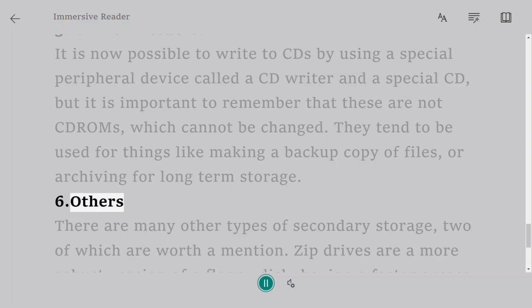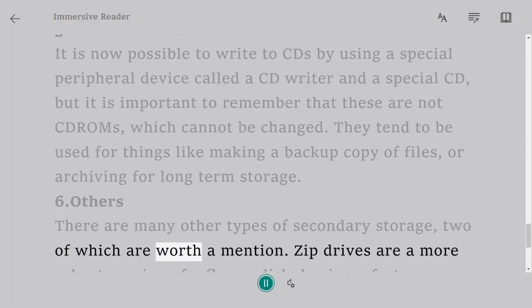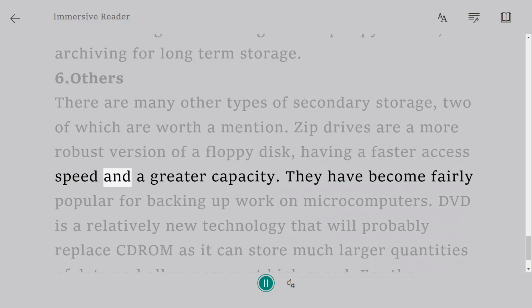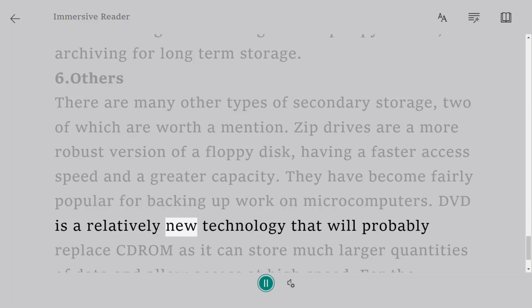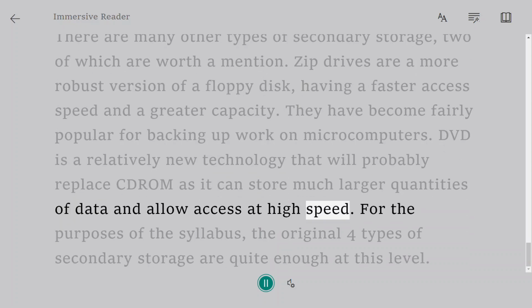6. Others. There are many other types of secondary storage, two of which are worth a mention. Zip drives are a more robust version of a floppy disk, having a faster access speed and a greater capacity. They have become fairly popular for backing up work on microcomputers. DVD is a relatively new technology that will probably replace CD-ROM as it can store much larger quantities of data and allow access at high speed.